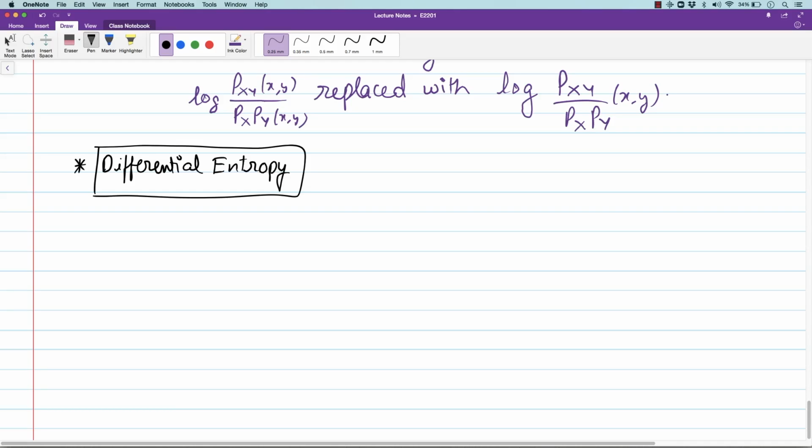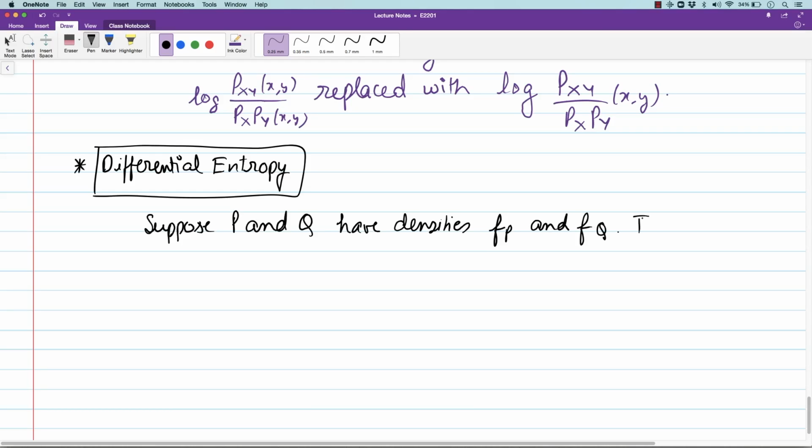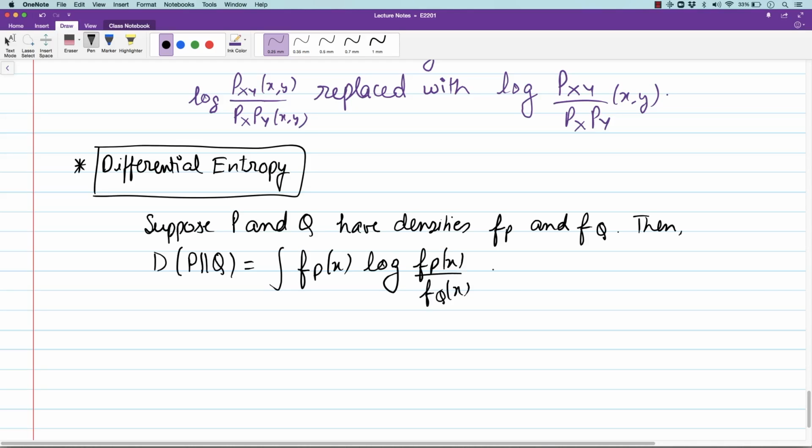Okay. So remember that suppose P and Q have densities fp and fq. Then, so they are continuous random variables, the vanilla continuous random variables with densities with respect to the Lebesgue measure. Then the divergence between P and Q can be written as the integral fp(x) log fp(x) by fq(x) dx.